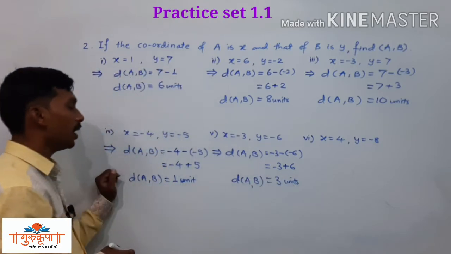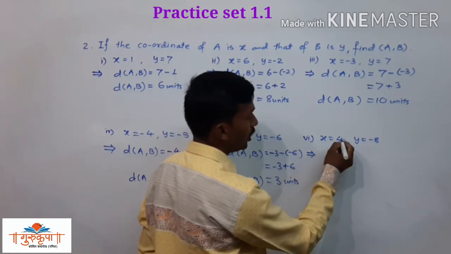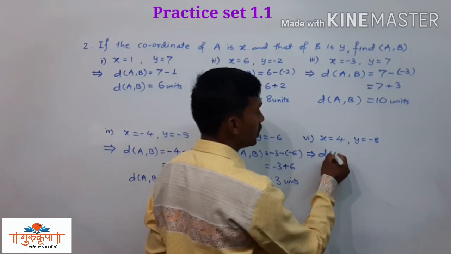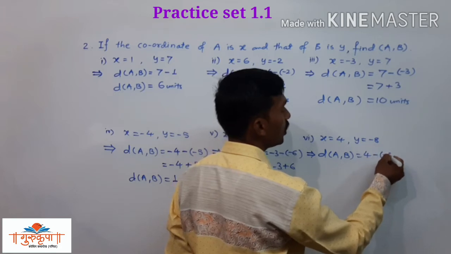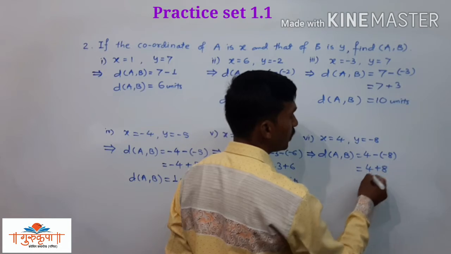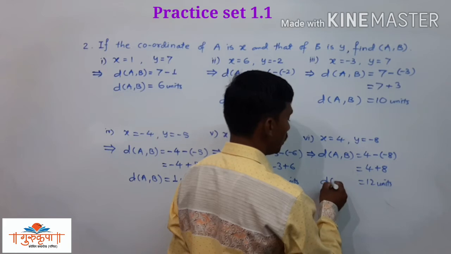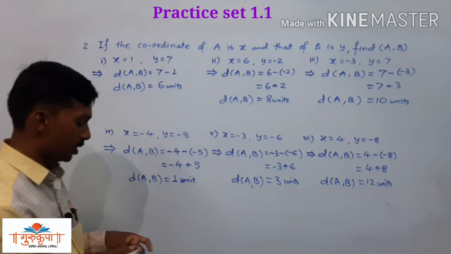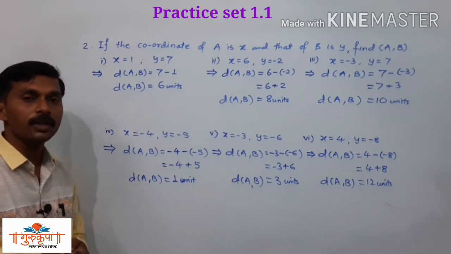And now we have the last example, that is example number 6. Here we have coordinate of the point A 4 and coordinate of the point B -8. Here we will write distance AB is equal to bigger coordinate 4 minus smaller coordinate -8. Since 4 remains as it is, minus into minus is plus, 8 remains as it is, and 4 plus 8 is 12 units. That is distance AB is equal to 12 units. Here we complete the second question from practice set 1.1.